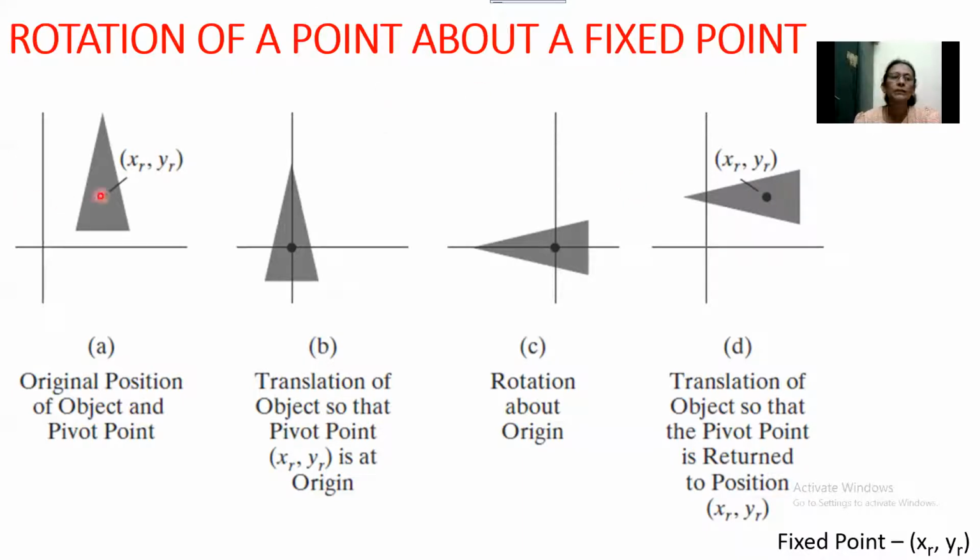So what we do is we translate the point xr, yr to the origin. We translate the object such that the point xr, yr falls on the origin. Then we know rotation about the origin, so we rotate it by the required angle about the origin. Now we don't want xr, yr to be here. It should be back to its original position. So once again, we translate it back to the position xr, yr. This is the concept behind rotation of a point about a fixed point.